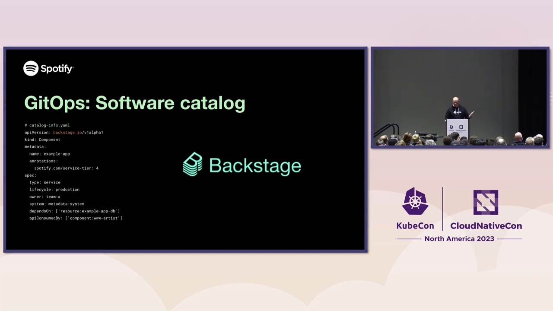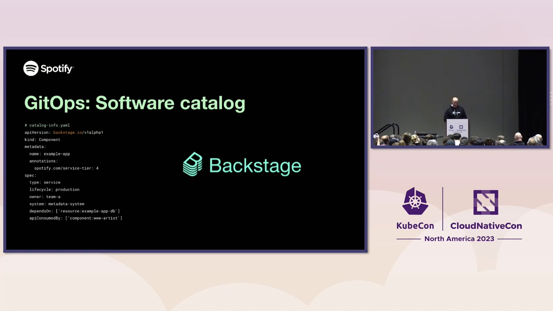The software catalog stores information about the service and also information about relationships the service has to other software and resources. This one, for example, declares that it depends on its database and that the API is consumed by another service. This means our software catalog is not just a list of services, but actually a graph that tracks all these relationships between services.